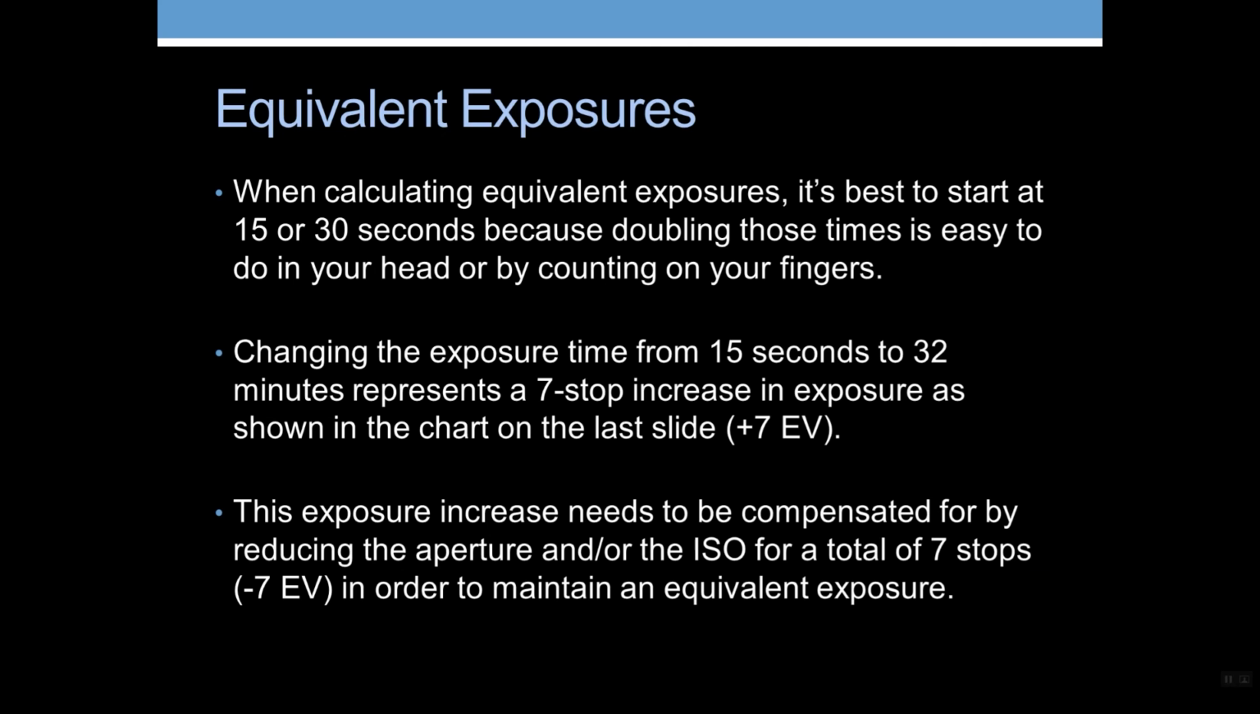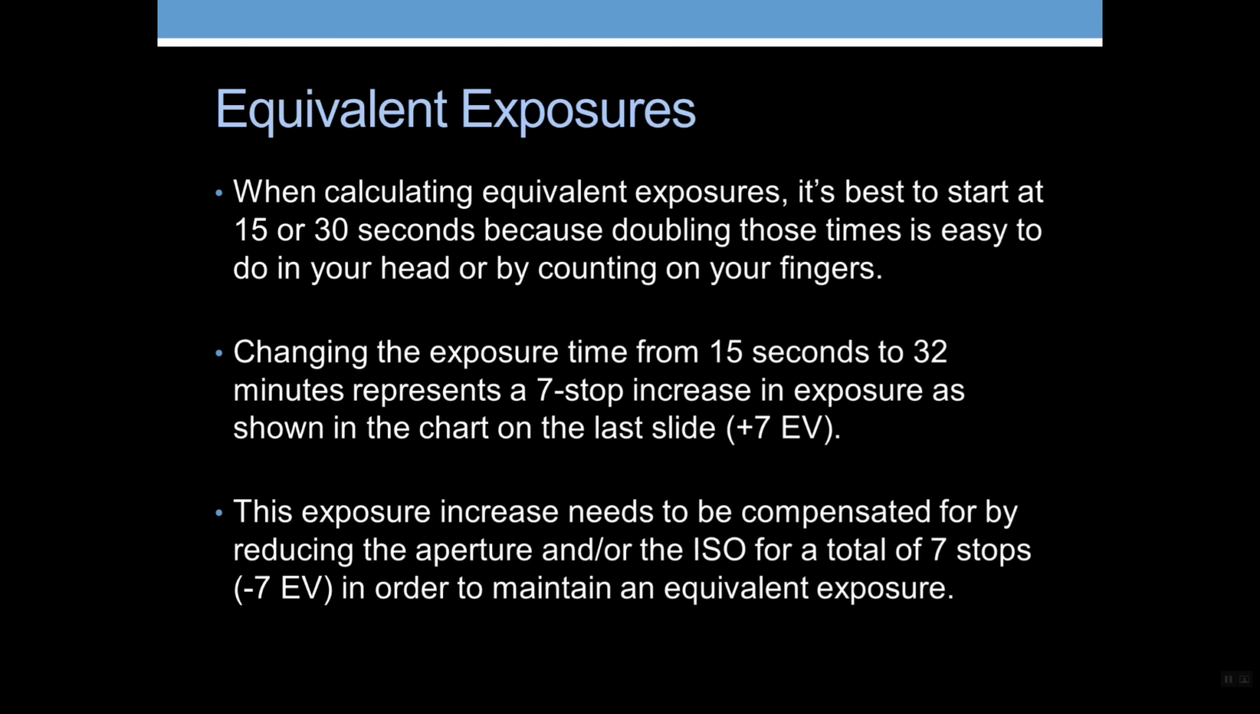Now that we've figured out how much of an increase in exposure we've introduced into this problem, I know that I have to compensate for that increase in exposure by reducing the exposure by the same amount, by changing my aperture and/or my ISO. I can choose one setting to change or the other setting, or I can do a combination of both. So I need to decrease my exposure by 7 stops, minus 7 EV, in order to maintain the same exposure value that I had in my original test shot.